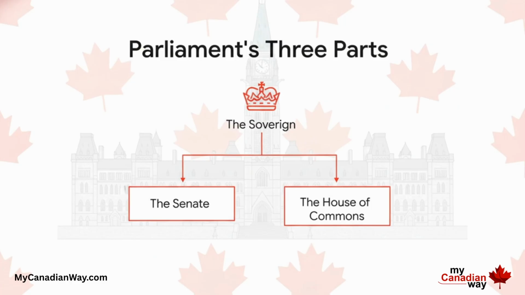Now, our government in our capital city, Ottawa, is called Parliament. And our Parliament has three main parts. There's the sovereign, that's our king or queen, and then there are two groups or houses called the Senate and the House of Commons. Let's take a closer look at those two houses.